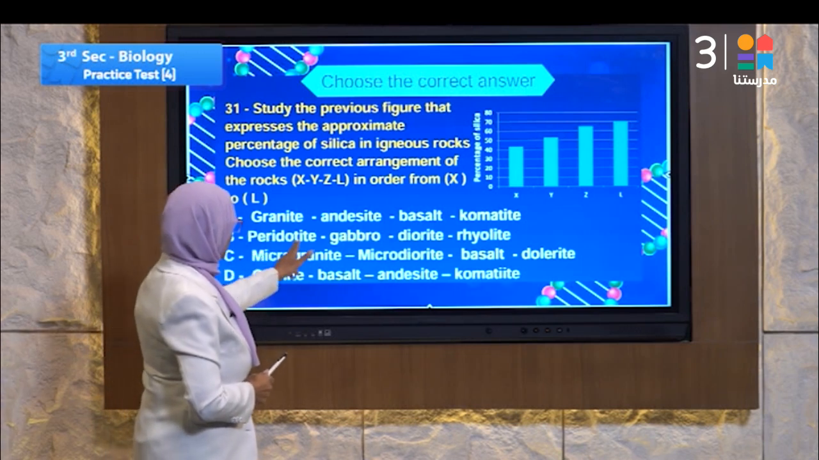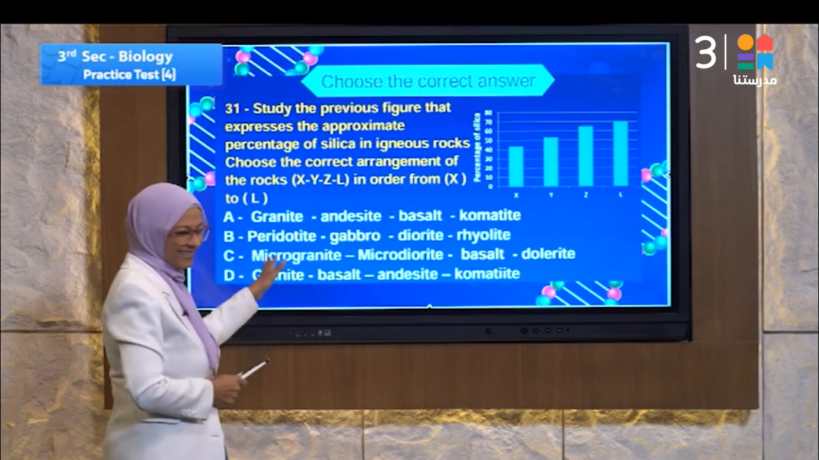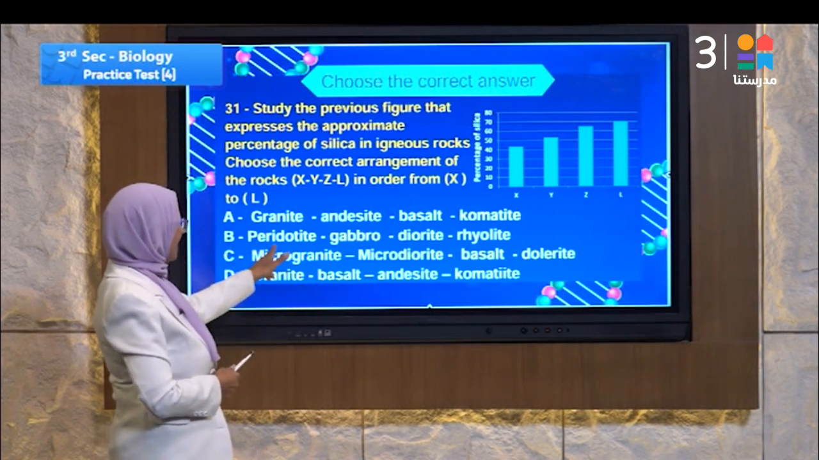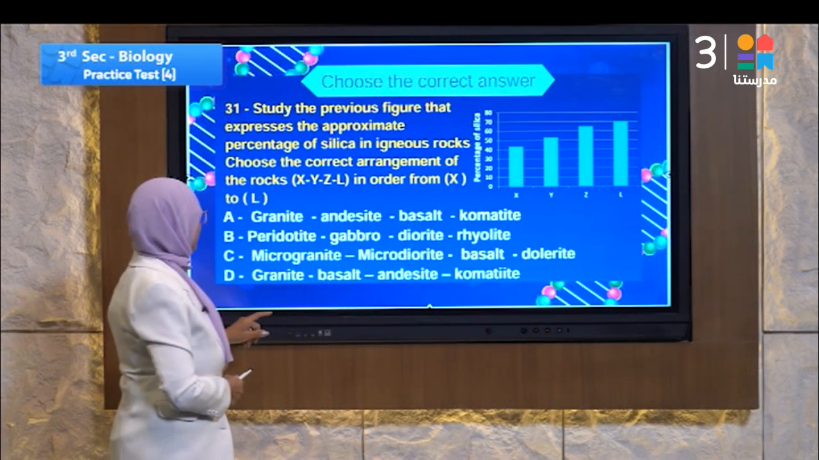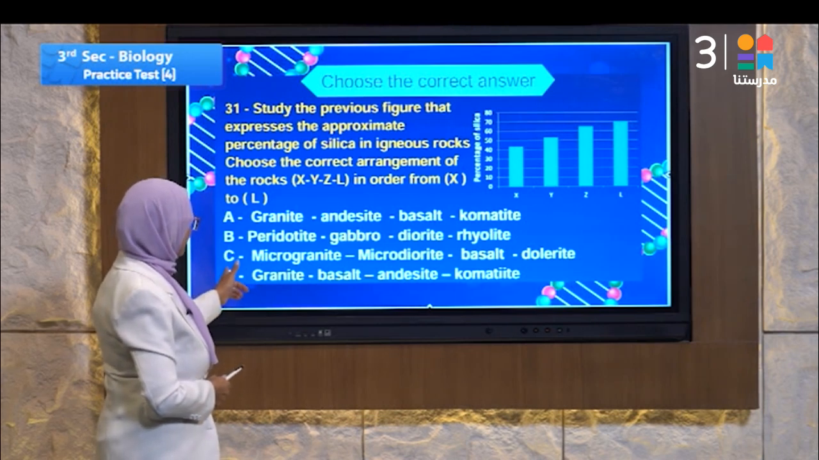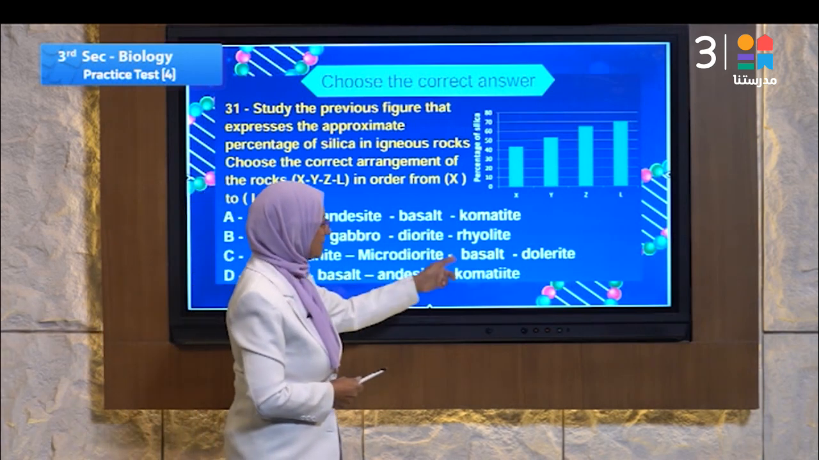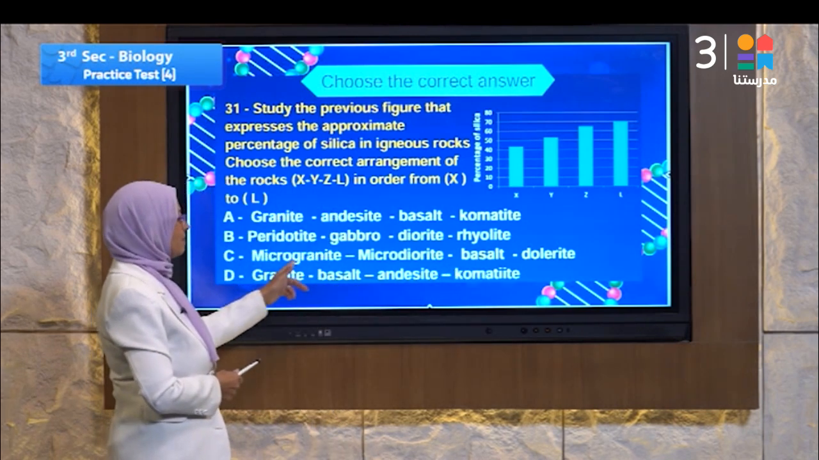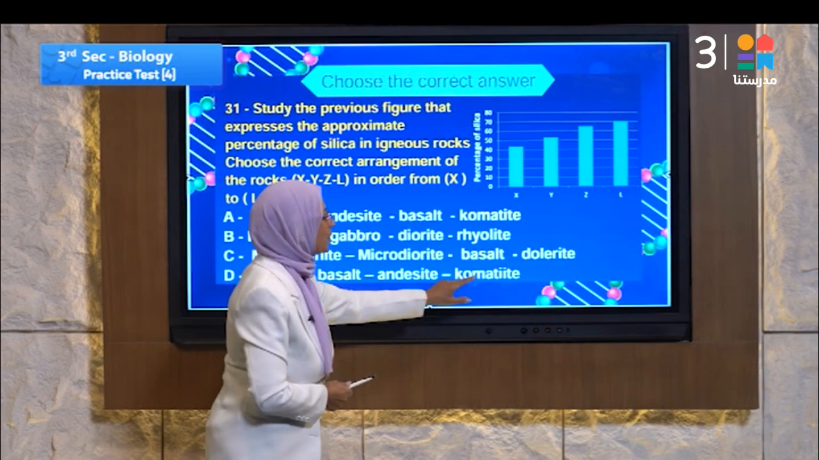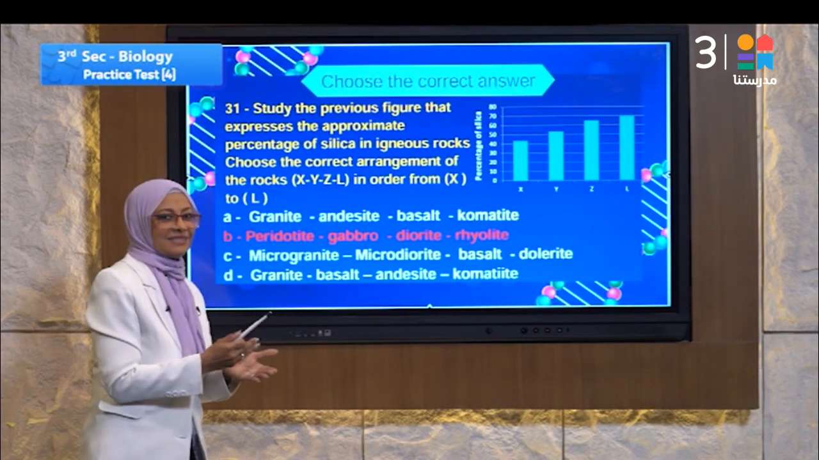Peridotite, I'm sorry. Peridotite, gabbro, diorite, rhyolite. Number C, microgranite, microdiorite, basalt, dolerite. Number D, granite, basalt, andesite, and komatiite. Let's answer, then we discuss the answer.